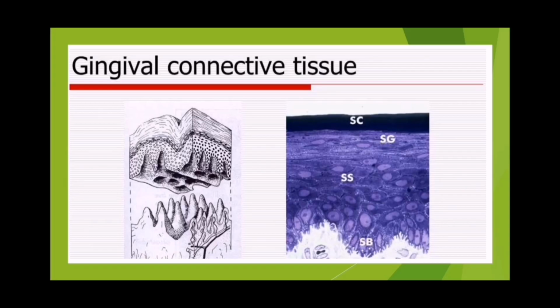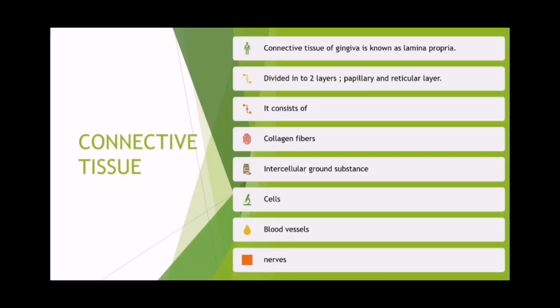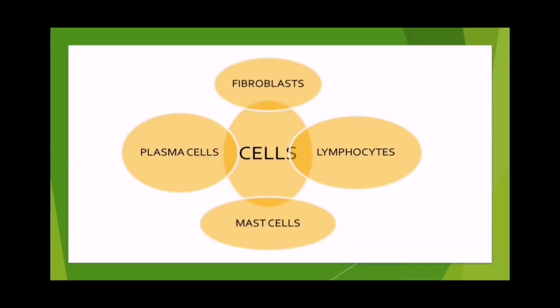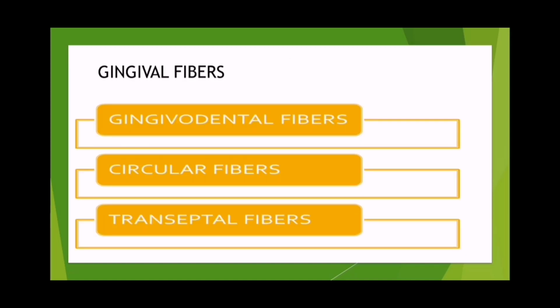Gingival connective tissue. The connective tissue of the gingiva is known as lamina propria, divided into two layers: the papillary layer and the reticular layer. It consists of collagen fibers, intercellular ground substance, cells, blood vessels, and nerves. The cells include fibroblasts, lymphocytes, mast cells, and plasma cells.